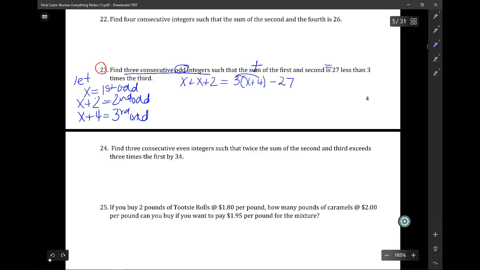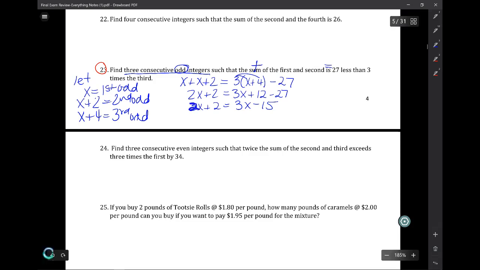All right, I'm going to distribute and combine like terms in the same line. So that's going to be 2x plus 2. This will be 3x plus 12 minus 27. And I can keep solving from there. Oh, I keep messing up, man.